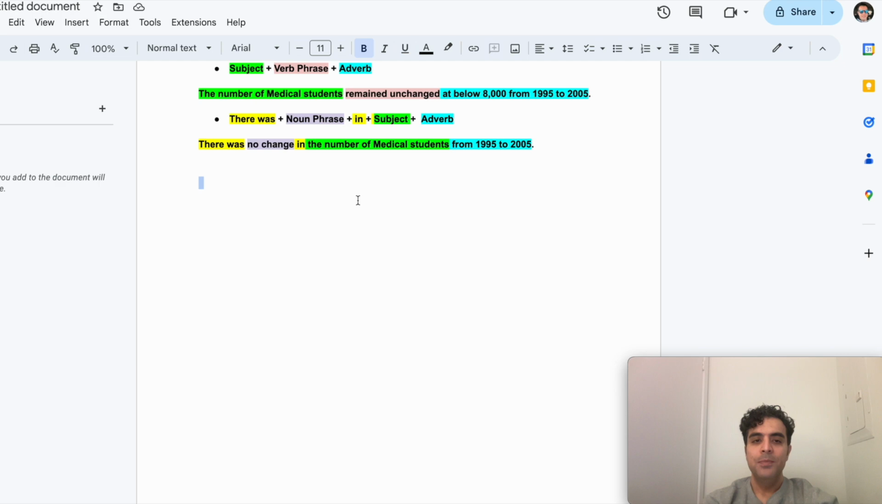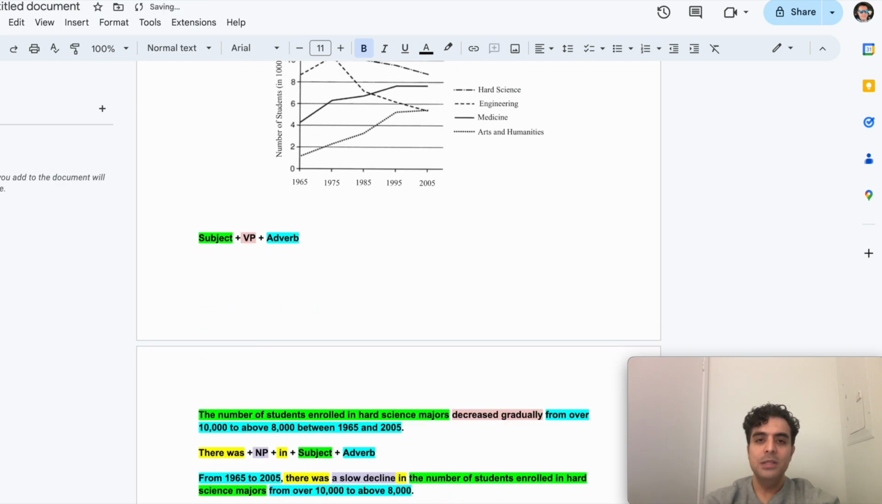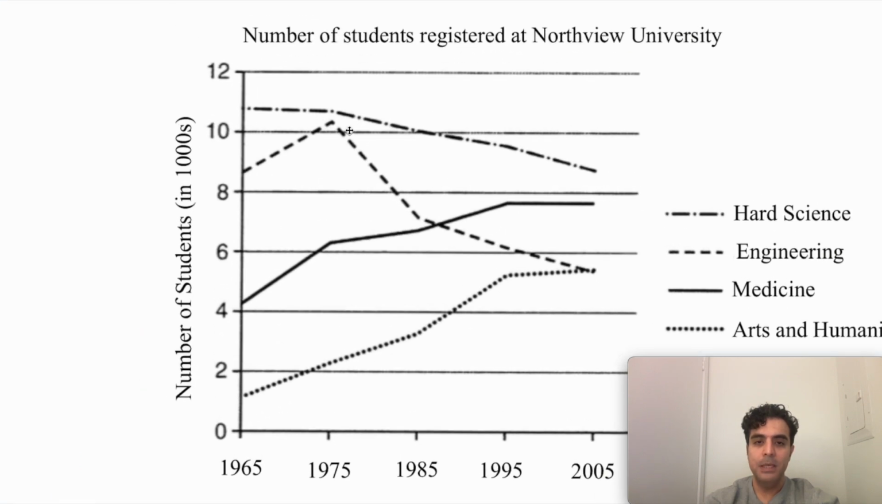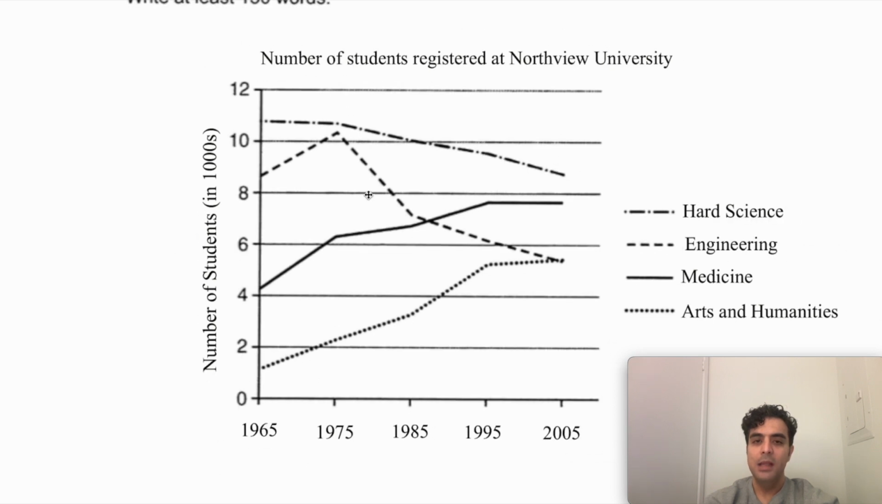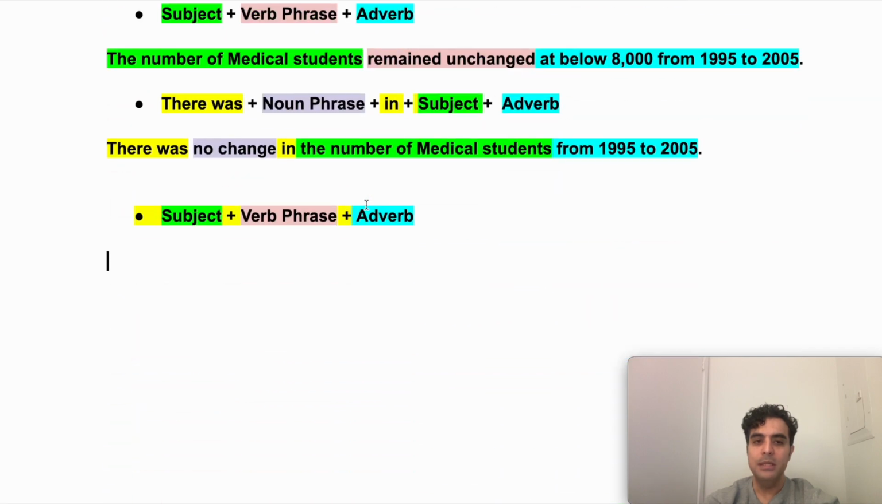So let's see. This is the structure. And note, I'm going to describe this part of the chart. So this is the peak that I'm describing. It is in engineering majors, and it happens in the year 1975, right? And it's over 10,000. Okay, let's see if we can remember all these details.